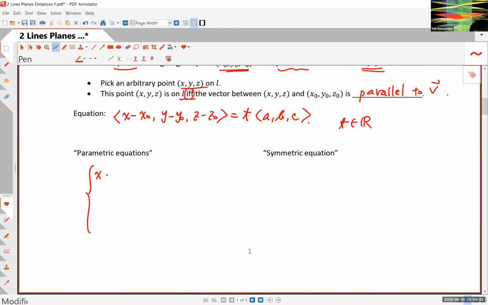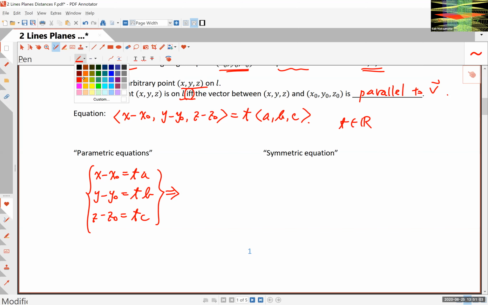So anyway, the first one: x minus x naught has to be ta. y minus y naught has to be tb. And this is really a system of equations. z minus z naught is equal to tc. That's exactly, I'm just copying what I wrote. Okay. Now, this is not exactly what we call the parametric equations. I mean, they sort of are, but typically we write in terms of x, y, and z.